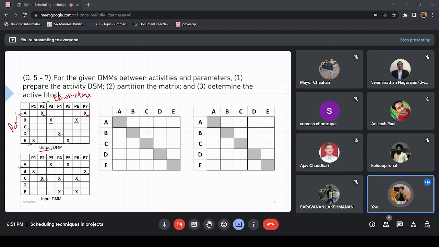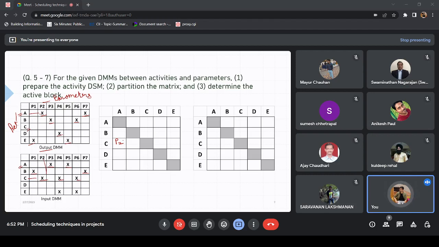Now, how to make a DSM out of this? For making the DSM, let's start by giving some names to our X marks. A gives P2 and P7. Now if A is giving P2, who is needing P2? C, right? A gave P2 and C needs P2. So that means A gives P2 to C. You guys followed till here?